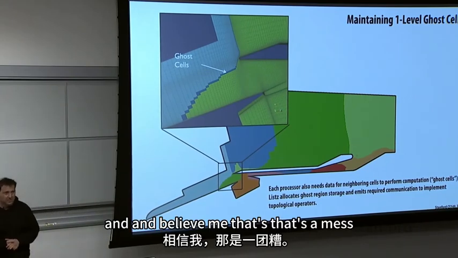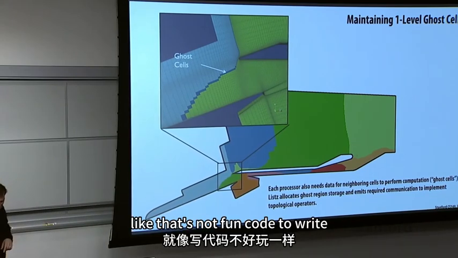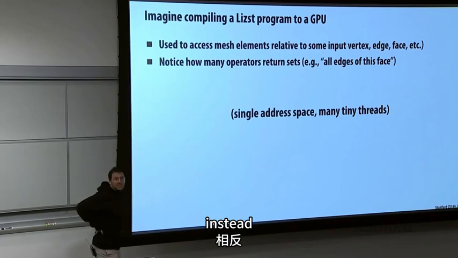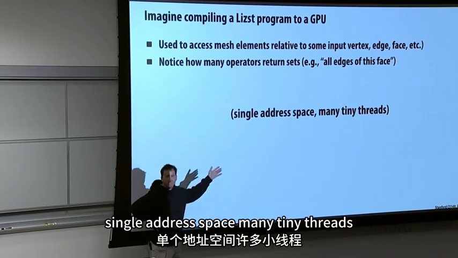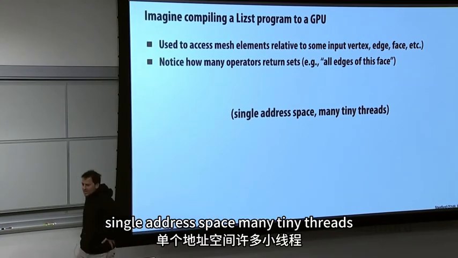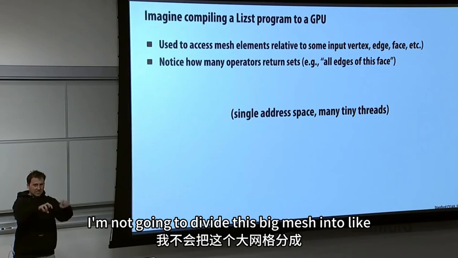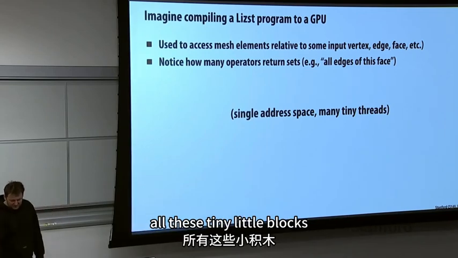And believe me, that's a mess. That's not fun code to write. But imagine we're compiling this Liszt code to a GPU instead. Single address space, many tiny threads. I'm not going to divide this big mesh into all these tiny little blocks.